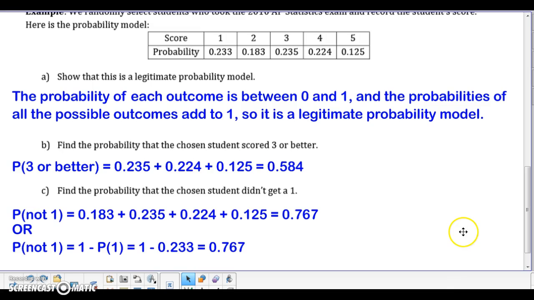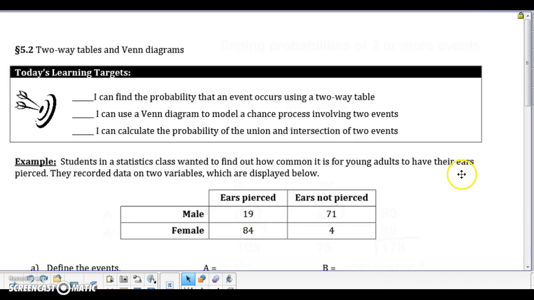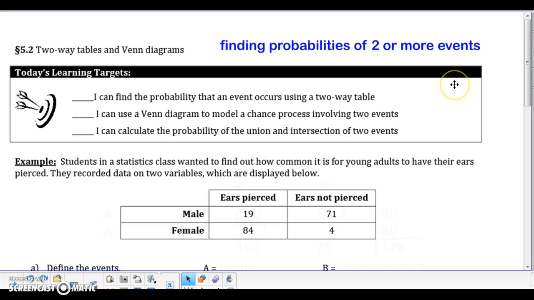Alrighty, so that's it for basic probability. Let's talk a little bit about Venn diagrams and two-way tables. Two-way tables and Venn diagrams are really helpful when we're dealing with a specific situation, which is when you're talking about probabilities of 2 or more events. Really just 2. Beyond 2 events, you're probably going to be better off using a tree diagram. But let's see an example.